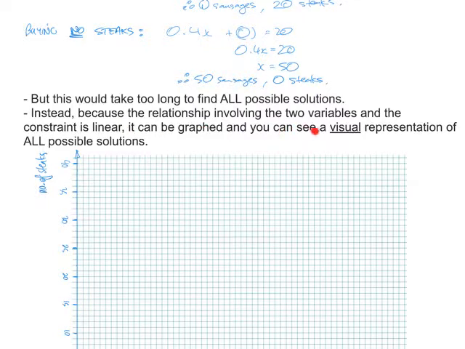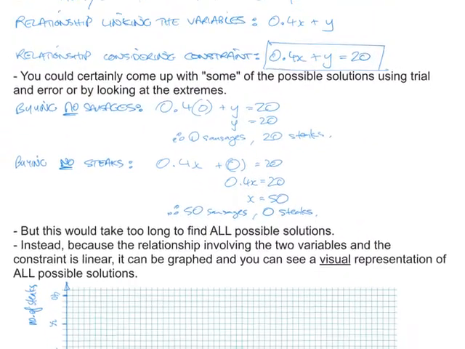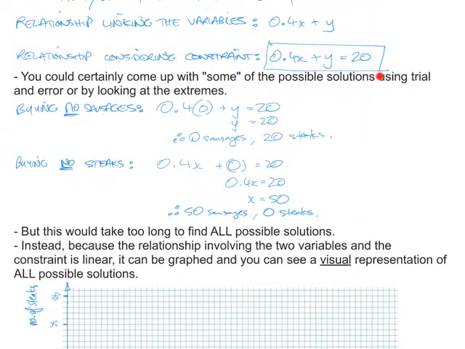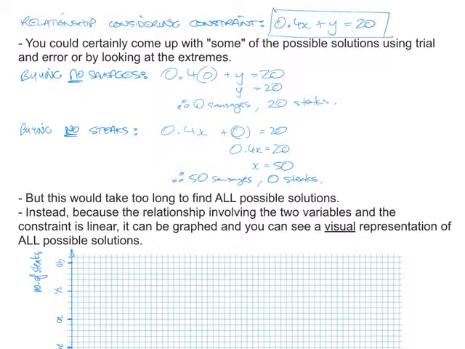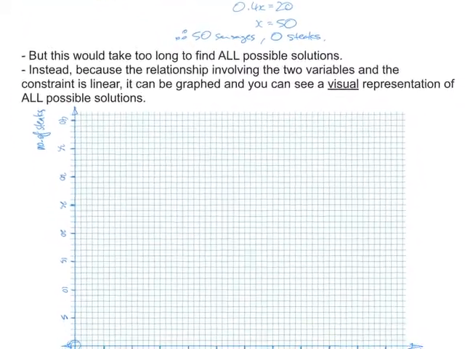So instead, because the relationship involving the 2 variables and the constraint is a linear relationship, have a look. That's a line equation given in general form. Because it's a linear relationship, it can be graphed, and you can see a visual representation of all possible solutions. So I'm going to write that relationship here. The equation is 0.4x plus y is equal to 20. How do we draw a line from general form?